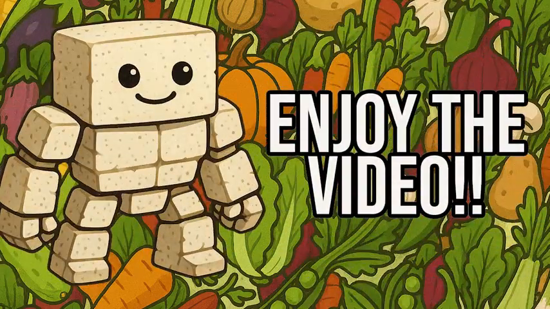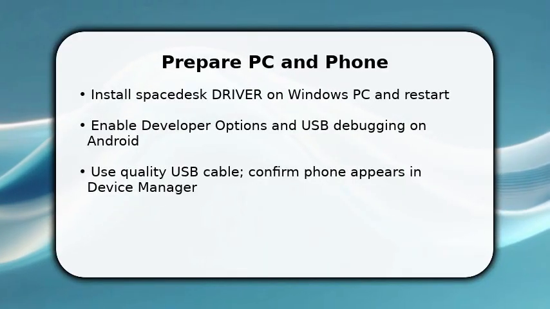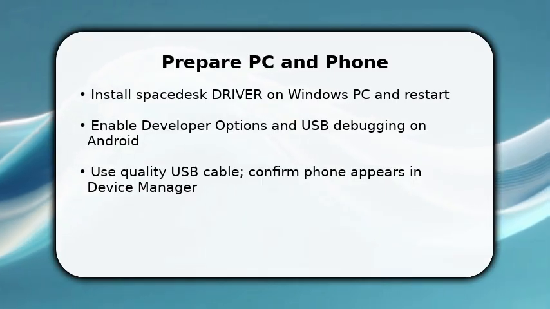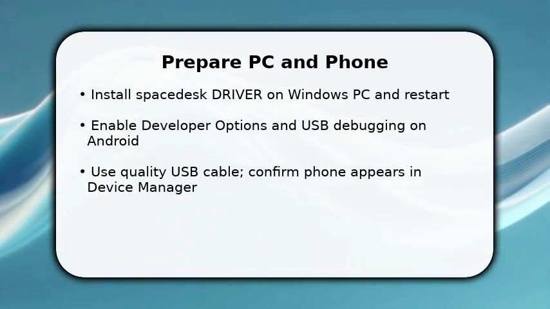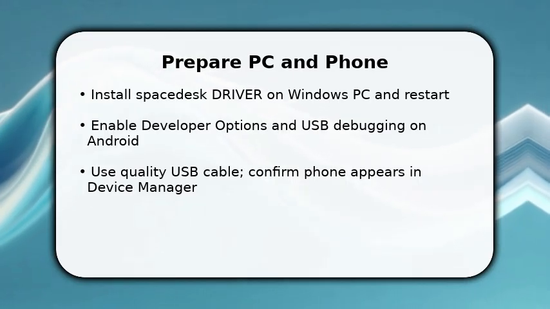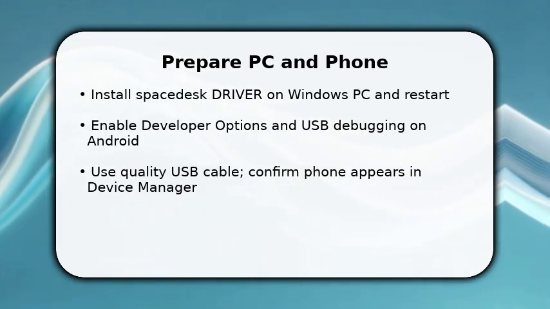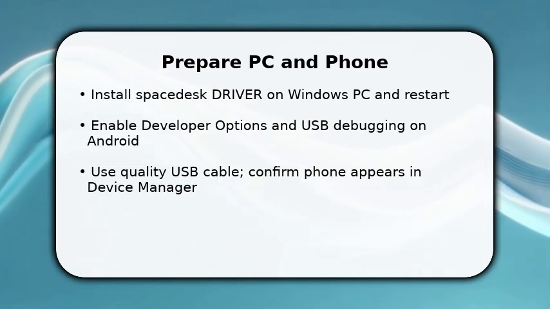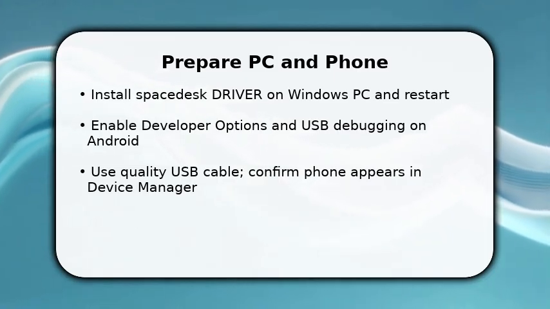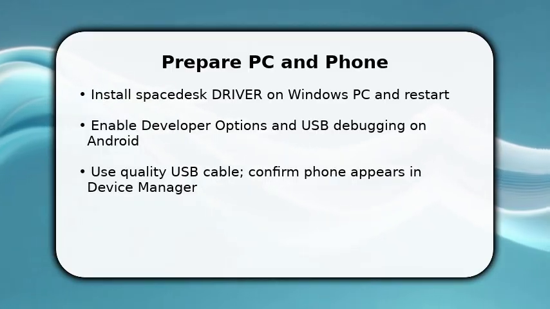Please enjoy the video. You begin by getting both ends ready. Install the Spacedesk driver on your Windows PC and reboot so services start cleanly. On the phone, enable developer options and turn on USB debugging because Spacedesk will route display data over ADB. This provides a stable tunnel.